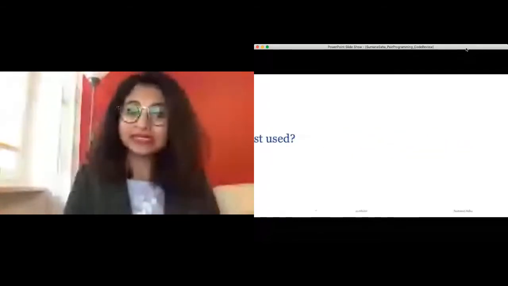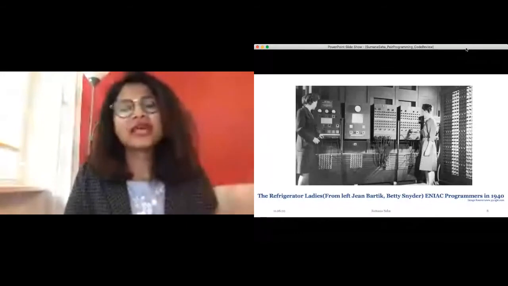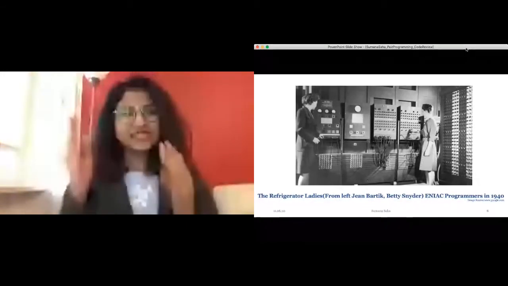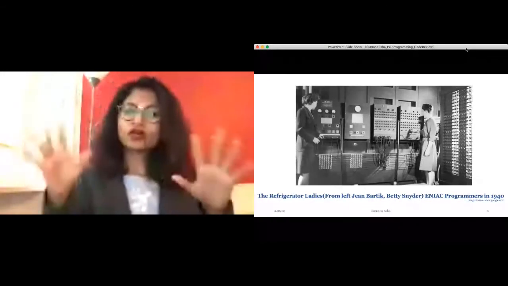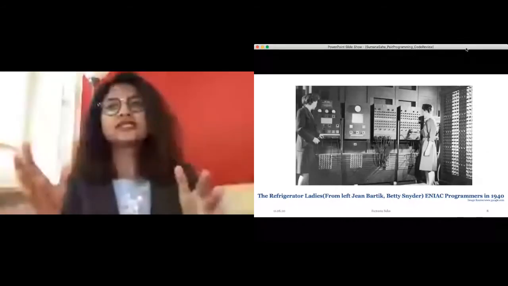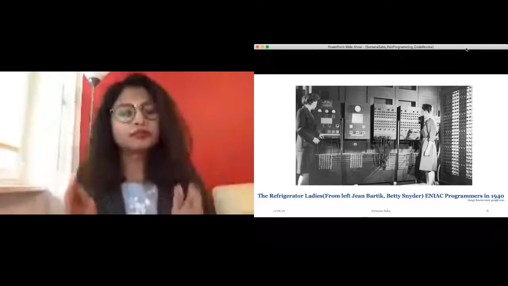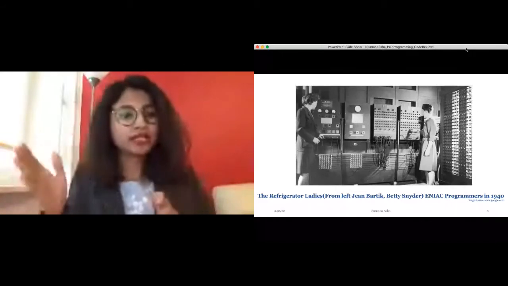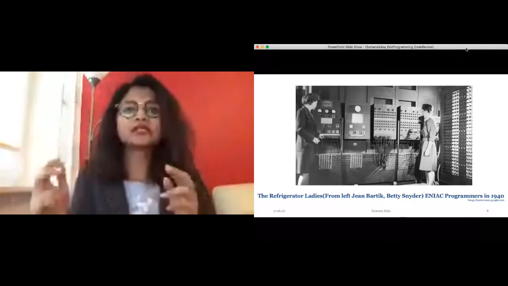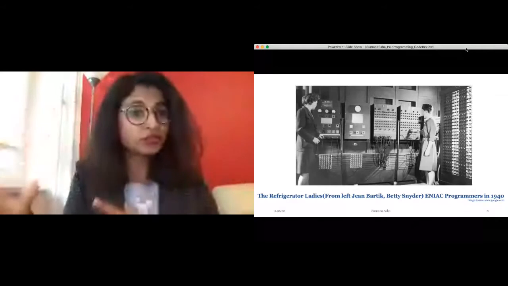I can say that it was used way back in 1940. You can see in this particular image, there are two ladies working on a big giant computer screen, and these two ladies are ENIAC programmers. ENIAC is the first electronic computer developed in the 1940s, and these two ladies are the first level of the programmers who developed this program.